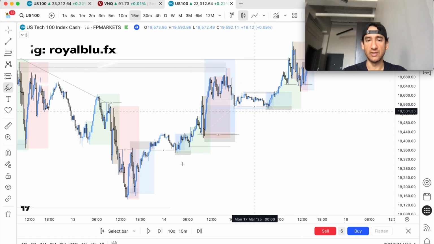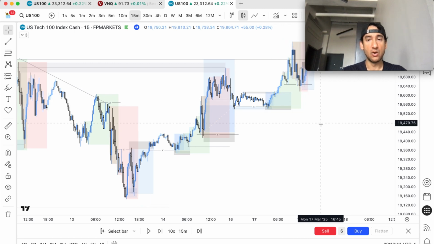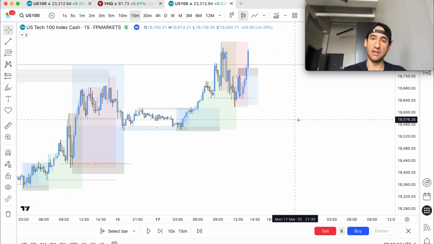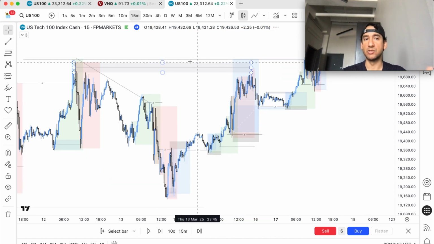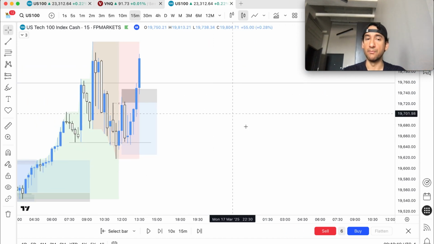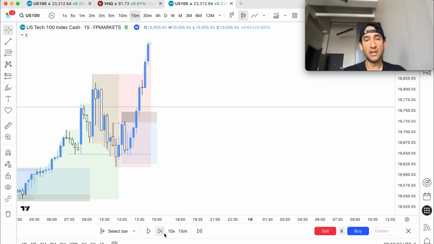But if you look, this is the discount, this is the premium. So you've got to ask yourself, why would I want to be buying here when I should be selling, right? This is why I favored the sell here rather than the buy, because we just swept liquidity and we're in the premium. So I want to be selling in premium, not buying in premium, right?